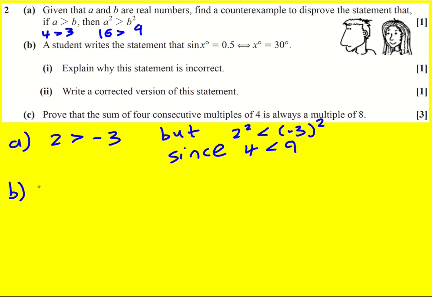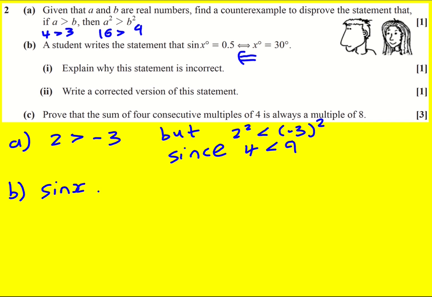So in B, a student writes this statement. They're saying that sine x equals 0.5 implies x equals 30. There's a little arrow going to the right. And also x equals 30 implies sine x equals 0.5. And we have to explain why it's incorrect. Well, actually, it's okay to go this way. If x is 30, then sine x is 0.5. But the other way is not.